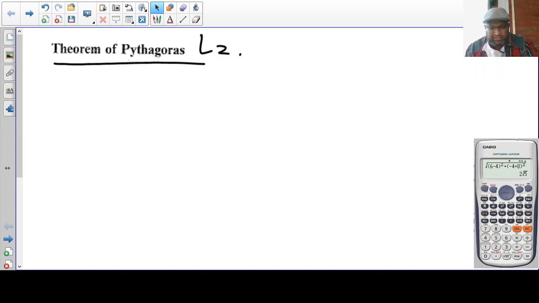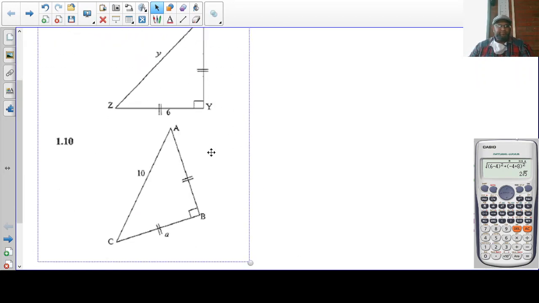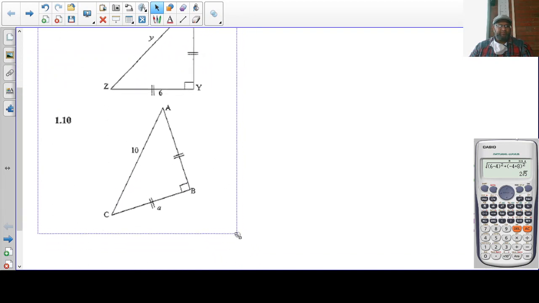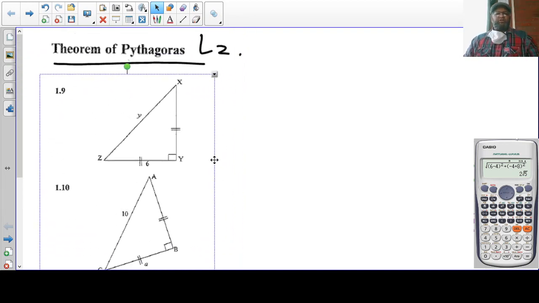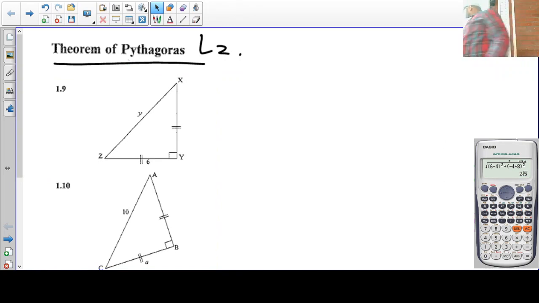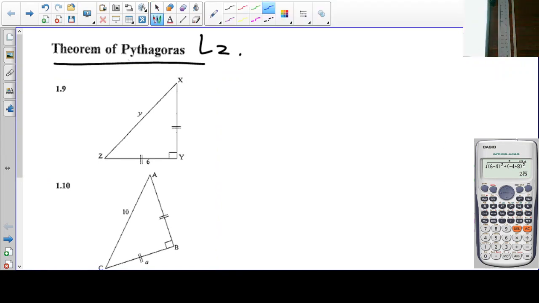Okay, so what I'm going to do is, since the last two were issues, I'm going to do those two quickly, okay? 1.9 and 1.10. So in question 1.9, you see that xy is also equal to 6. Why? Why is xy also equal to 6?